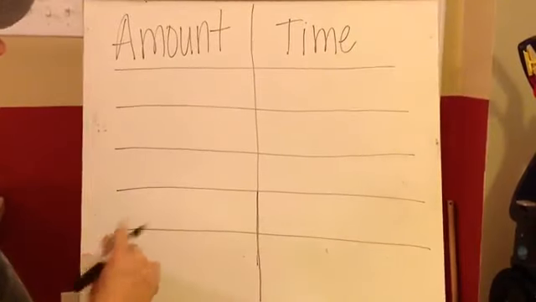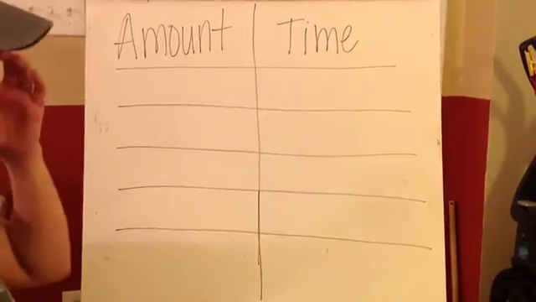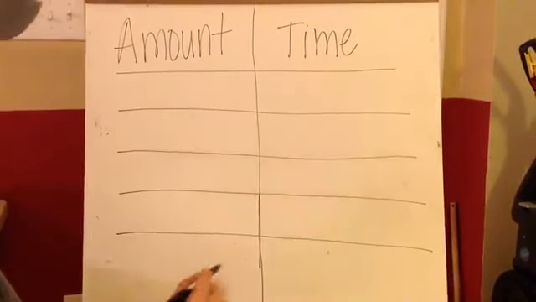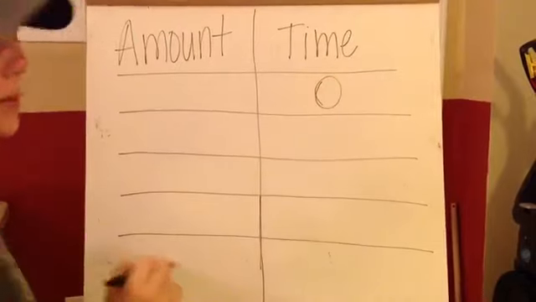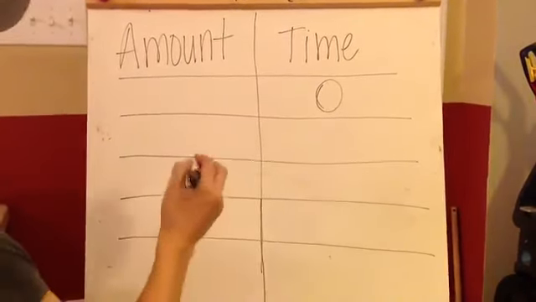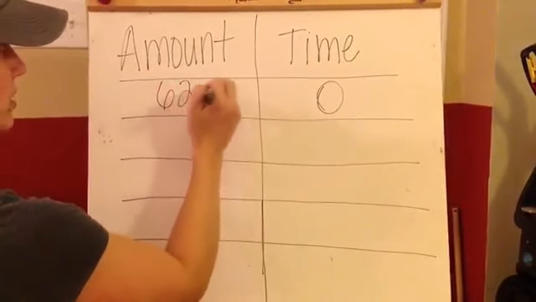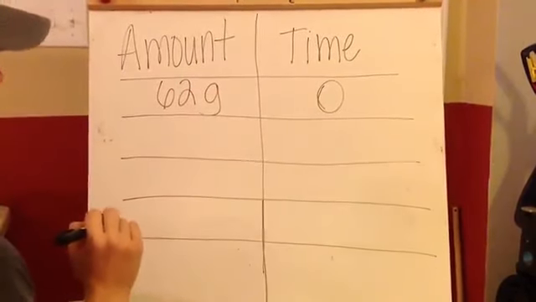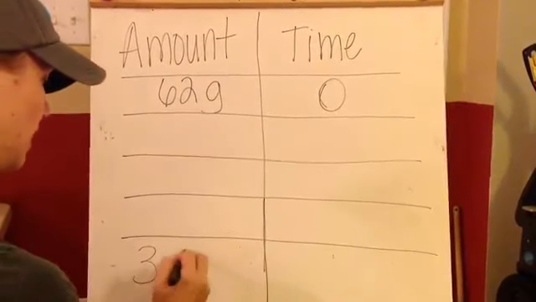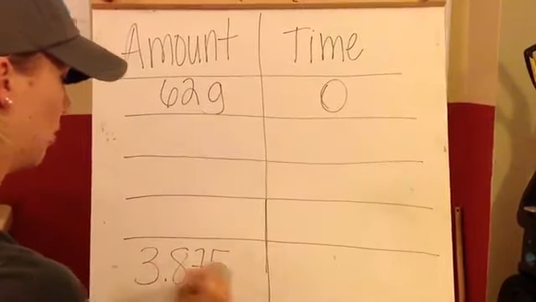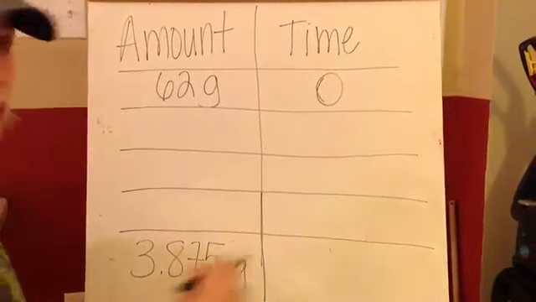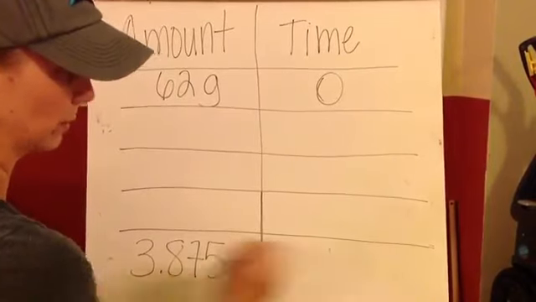Okay, so I've created this chart, and we did this in class. Let's go ahead and solve this problem. Like I told everybody in class, we always start with a time of 0 because we're talking about the present day. In the problem, the initial amount was 62 grams. And what we found when we were digging in the dirt was that the fossil had 3.875 grams. So we need to know this answer right here, okay?